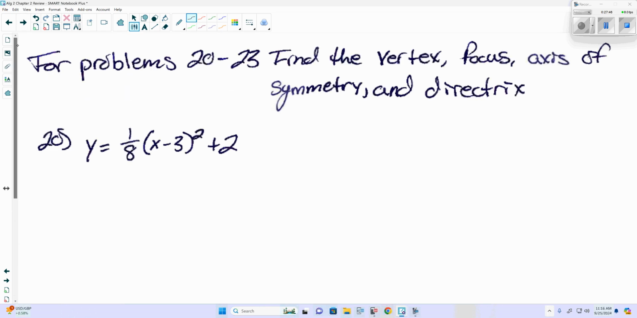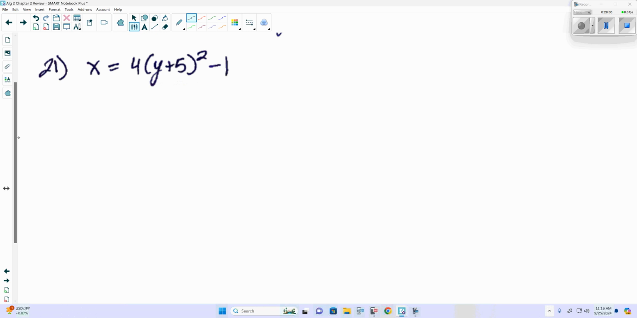20 through 23, find the vertex, focus, axis of symmetry, and directrix. Here we're finding all 4. Any one of these 4 that y'all want to look at? 21? So 21, x equals 4 times y plus 5 squared minus 1. In the general form, x is equal to a times y minus k squared plus h. The 3 things we can get from the equation are a, h, and k. Then we can use a to find p.